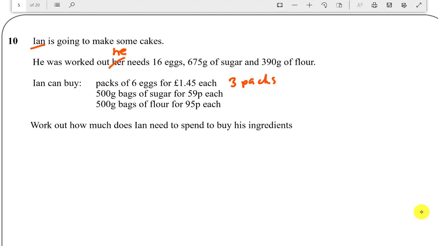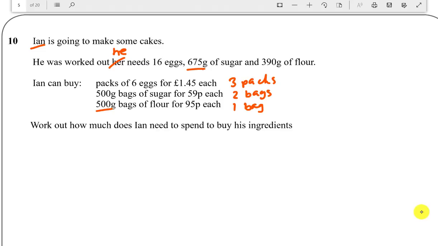3 packs. And then we need to buy 500 grams bags of sugar for 59p each. He needs 675 grams, so he needs 2 bags, because 2 of them will give 1000 grams, and we need 675, so that'll be more than enough. And then 390 grams of flour, and bags come in 500 grams, so 1 bag of flour should be enough. 1 bag.